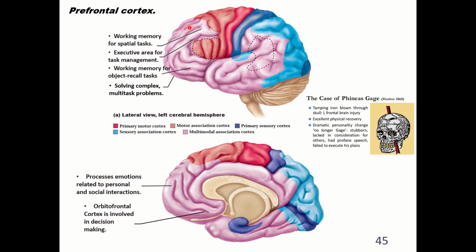This illustration shows the prefrontal cortex. So it's here in front of the motor areas of the frontal lobe. That's why it's called the prefrontal cortex. And it's in light pink. Beautiful.